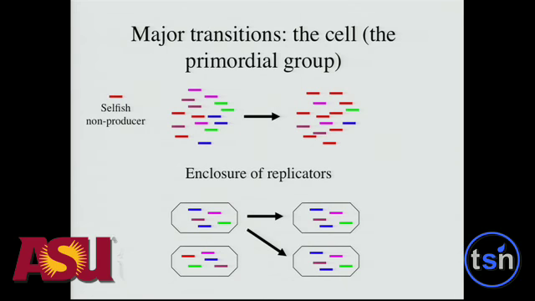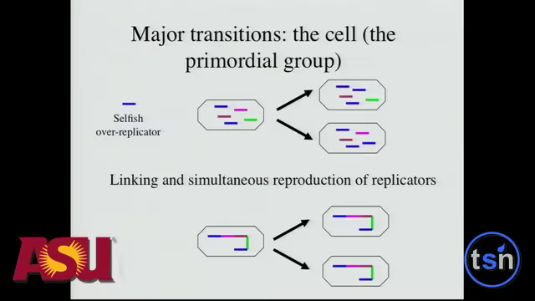One solution to that is enclosure. You see that in the bottom. If you enclose replicators within a membrane so that they interact only with themselves, the ones that happen not to have the selfish non-producer out-reproduce the ones that have it.